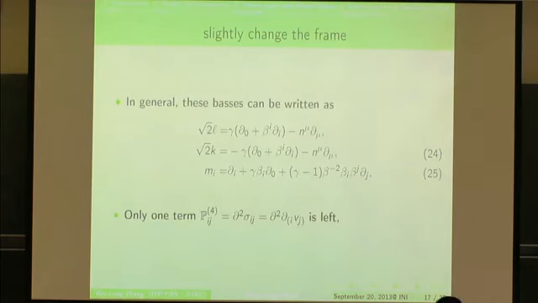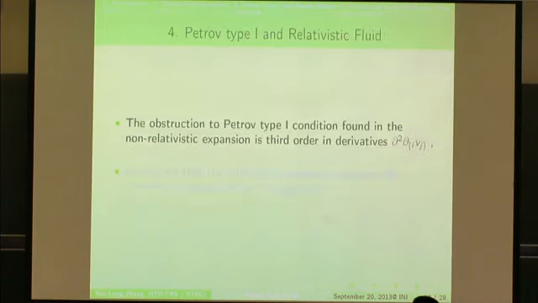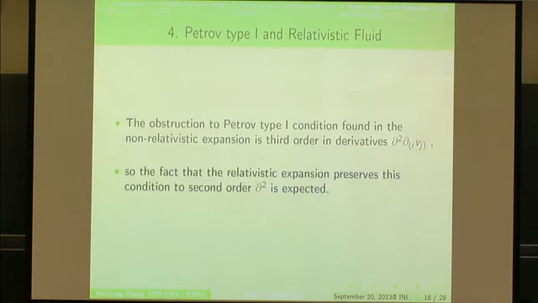Then these results motivate us to study the relativistic fluid directly, because that fluid is expanded in the derivative expansion. Yeah, so the obstruction of the Petrov type I condition found in the non-relativistic expansion is third order in derivatives. But the fact that the relativistic expansion preserves this condition to second order is expected.